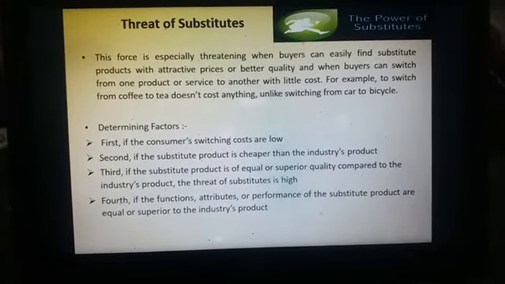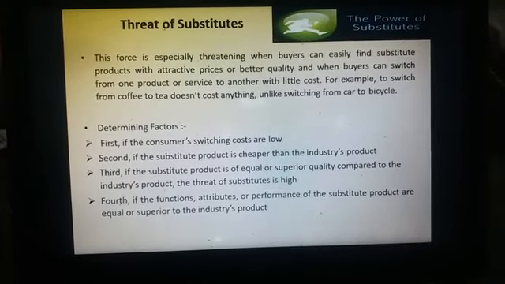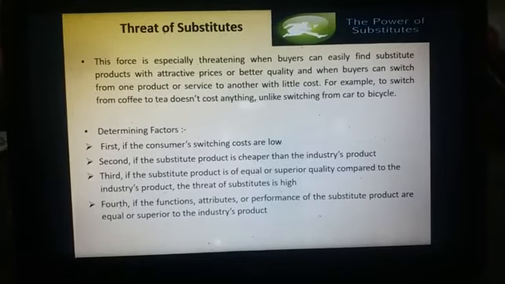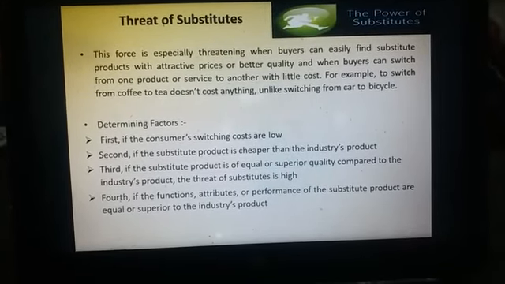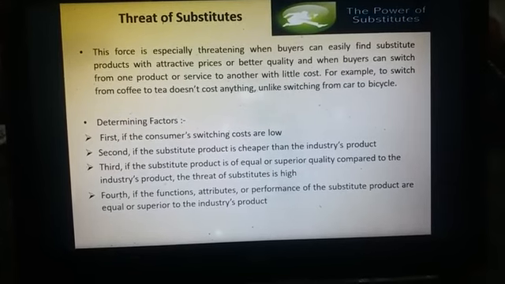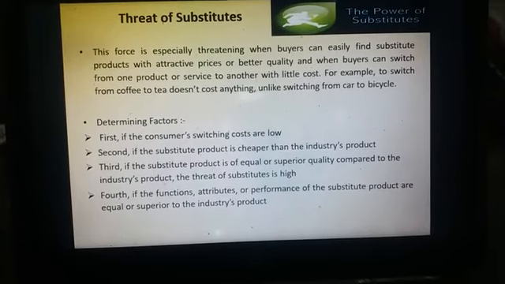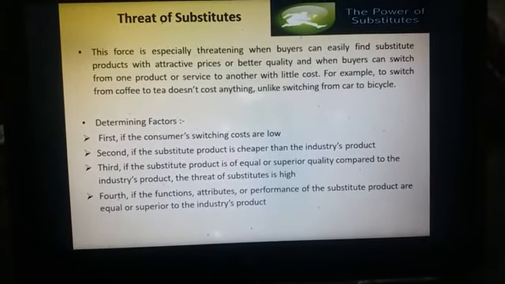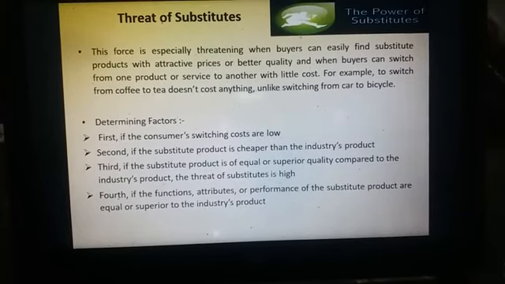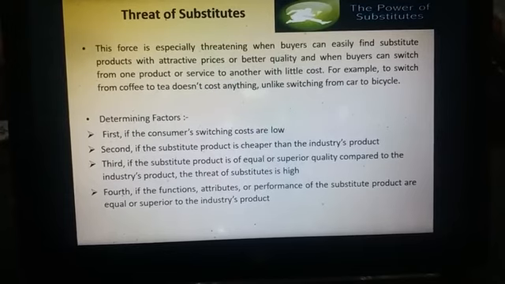Second, if the substitute product is cheaper than the industry's product. Obviously, when would I substitute? Being a rational customer, whenever I find that another product, a substitute product, is cheaper, the cost is relatively less than the already existing industry's product, then only I'll switch over. Ultimately, I have to see the profit margin, number one, and the quality associated with that particular product.